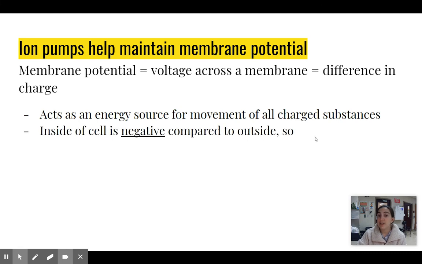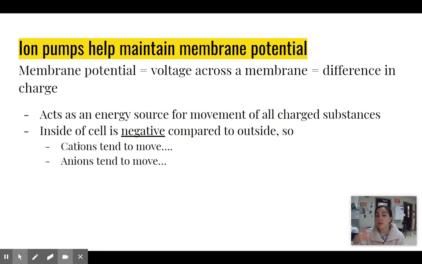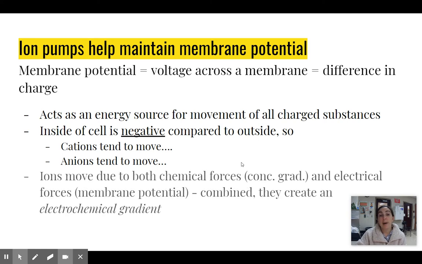The inside of a neuron is negative compared to the outside. And so because of that, cations tend to move in one direction and anions tend to move the other. Remember, cations are positively charged, so they tend to move into a cell, and negatively charged particles tend to move out according to their electrical gradient. But remember, ions move both due to their chemical gradient, that's the concentration, and their electrical gradient.